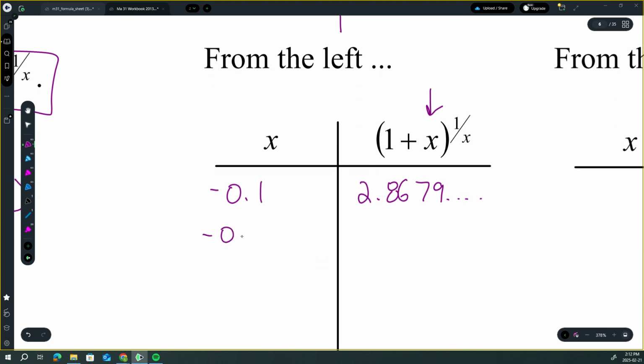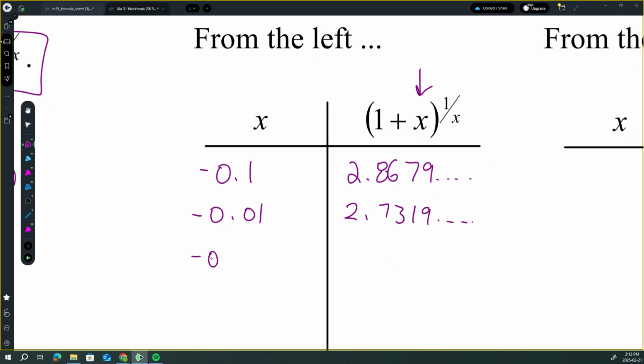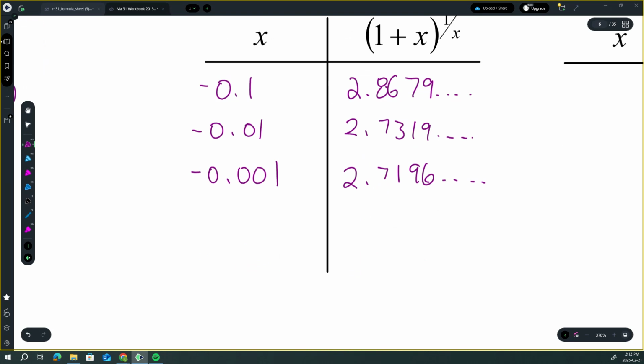The next value that I'm going to choose is negative 0.01. Getting closer, and if I put that into f of x, that's going to be 2.7319. The number keeps on going. The next number I'm going to substitute in for x is negative 0.001, and that'll give us 2.7196. The number keeps on going forever.